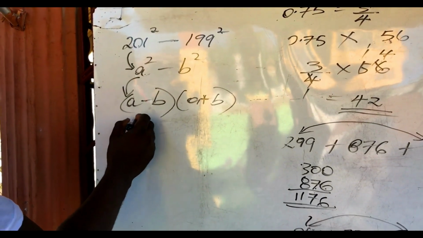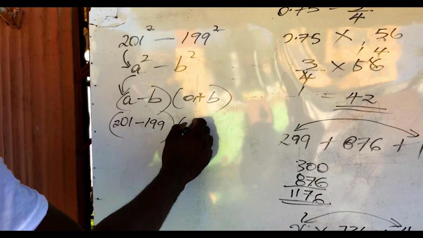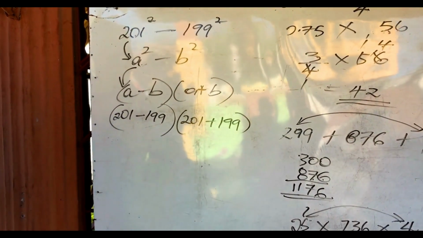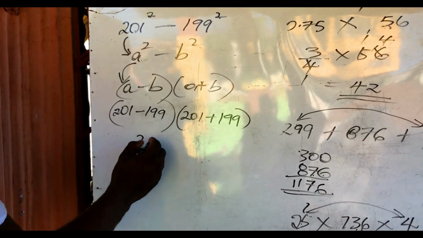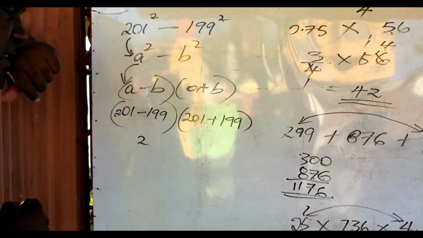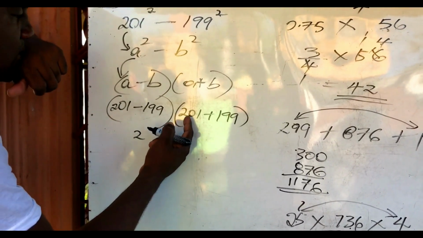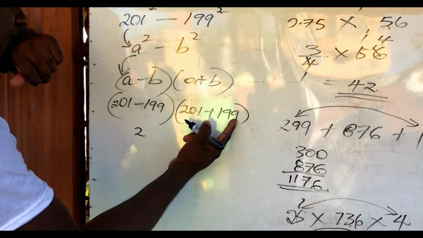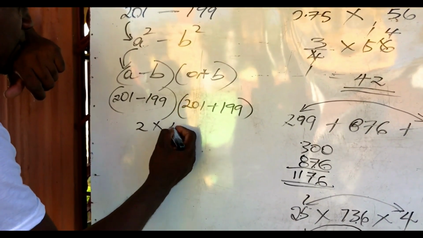So this will give us 201 minus 199 times 201 plus 199. When we take 199 from 201, we simply have 2. And when we add 201 plus 199, in your head you can say, okay, if I had 200 plus 199, I really get 399. And there's a 1 to be added, so that will give us 400.